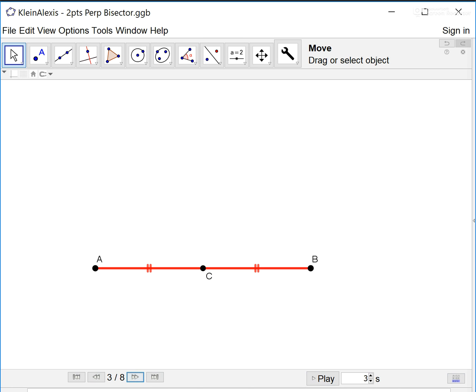Since C is equal distance from A and B, AC is congruent to CB. That's those two little lines. Now, we have another point, D, and we're going to put it anywhere on the plane. Now, for D to be equal distance from both A and B, AD and BD should be equal distance. But we have no way of proving that.